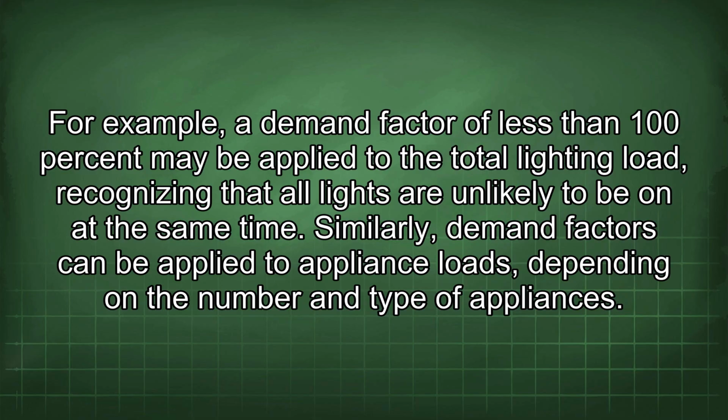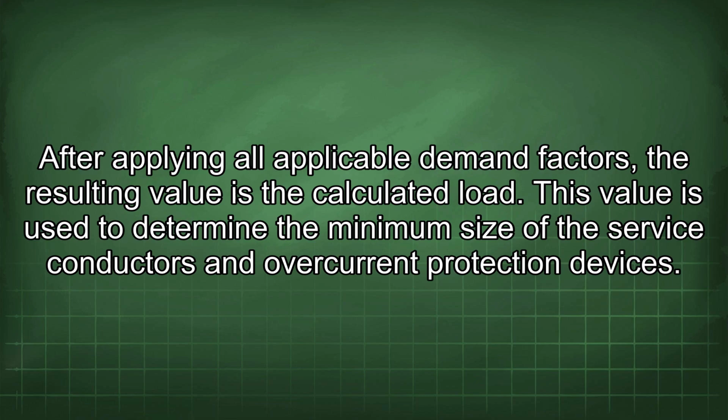For example, a demand factor of less than 100% may be applied to the total lighting load, recognizing that all lights are unlikely to be on at the same time. Similarly, demand factors can be applied to appliance loads depending on the number and type of appliances. After applying all applicable demand factors, the resulting value is the calculated load. This value is used to determine the minimum size of the service conductors and overcurrent protection devices.